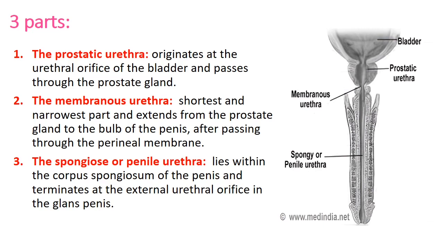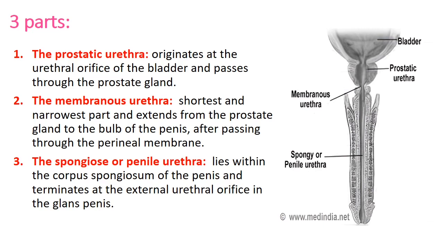The membranous urethra is the shortest and narrowest part of the urethra. It extends from the prostate gland to the bulb of the penis, after passing through the perineal membrane. It is a short part that goes from the prostatic urethra to the spongy or penile urethra.